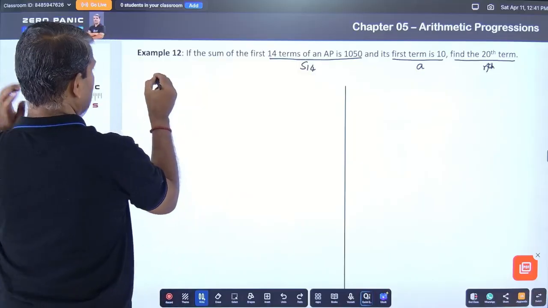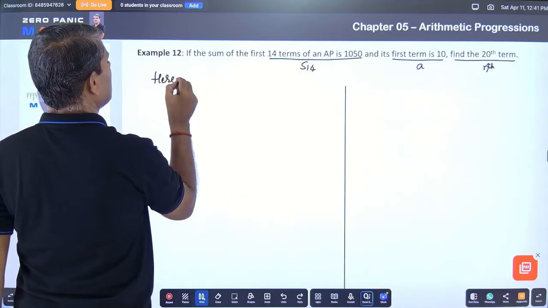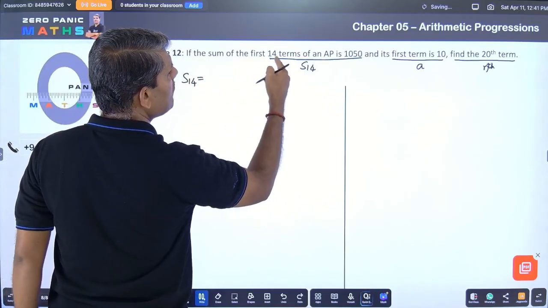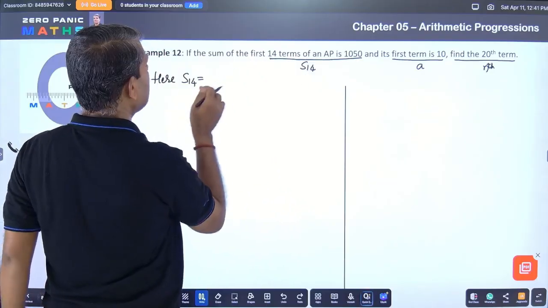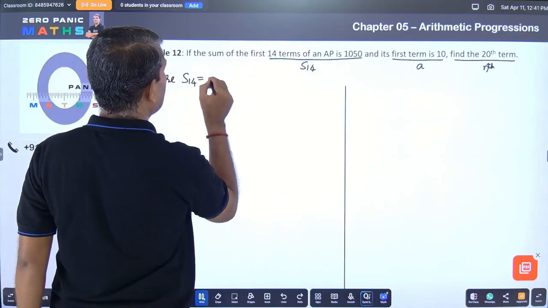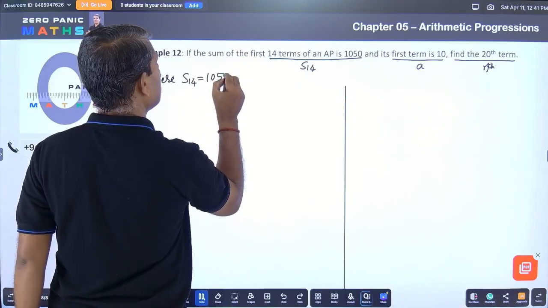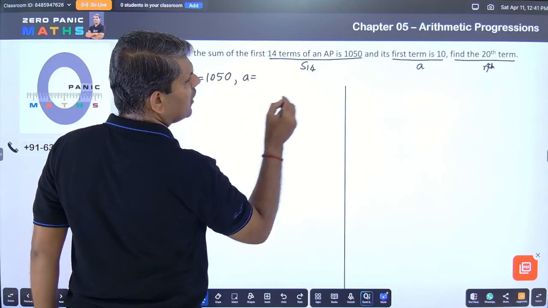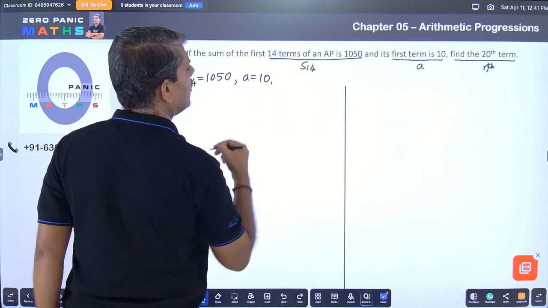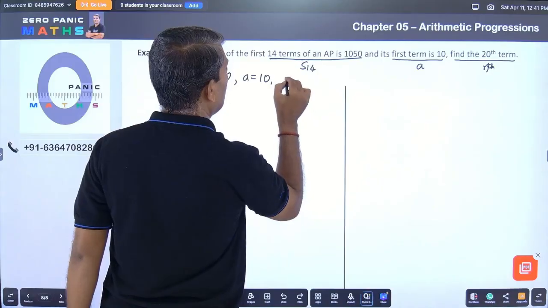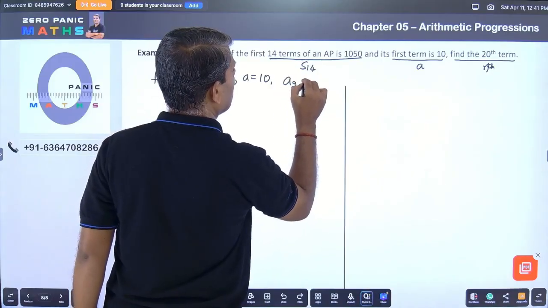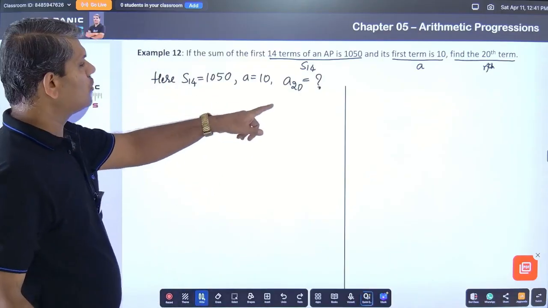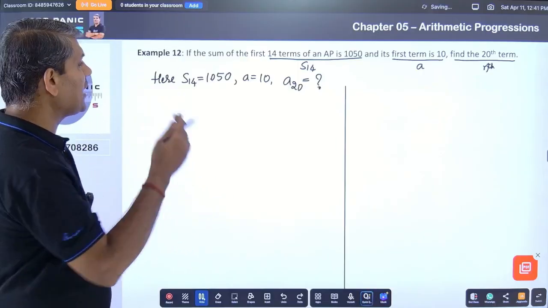Simple, right? So what is given here? S14, the sum of the first 14 terms, is 1050. They have given it as 1050. And a is 10, the first term. What we need is a20. But before that, we need d also to calculate a20. So let us calculate d first.